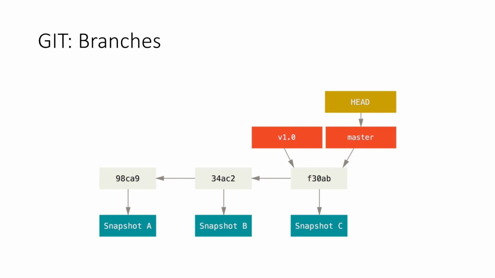The default branch name in Git is master or main. As you start making commits, you're given a master branch that points to the last commit you made. Every time you commit, the master branch pointer moves forward automatically. The master branch in Git is not a special branch. It is exactly like any other branch.